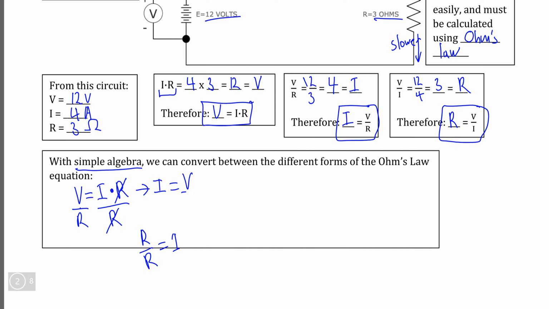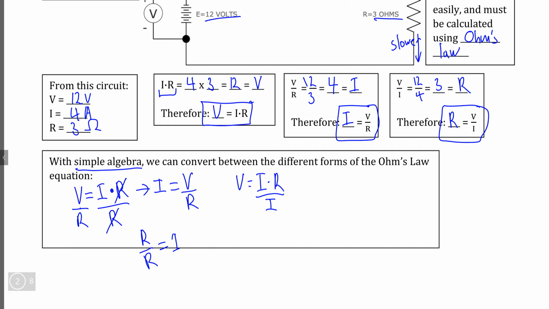I is equal to v over r. But let's say that we wanted to take the standard form, if you will, of this equation and find the resistance form. Well, then we would need to get rid of I and move I, our current, to the other side, and we can do this the same way because I and R are multiplied by each other. We simply divide by I for the opposite operation, and here we have current over current.